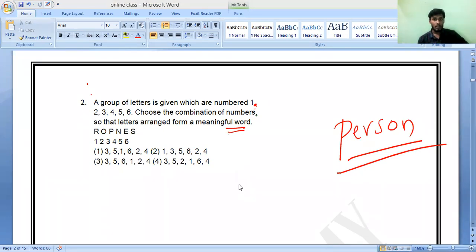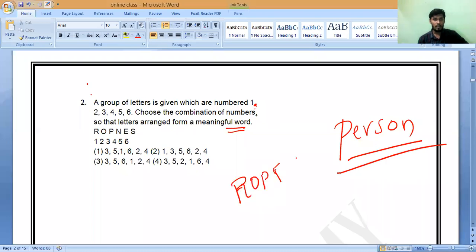So R O P. First one is the answer. First option. So 3, 5, 1, 2, 4. Correct or not? You can check it. 2, 4, 3. So 1, 2, 3, 4, 5, 6, they are saying.